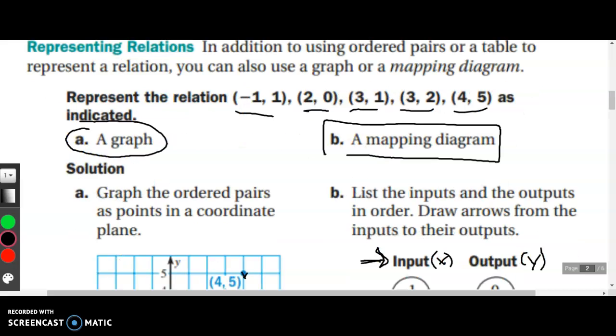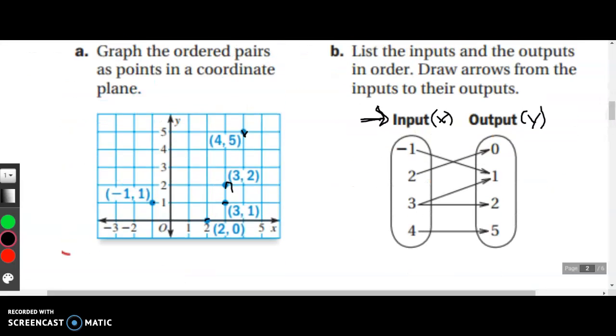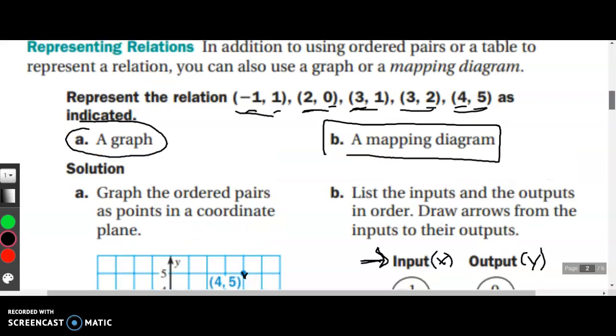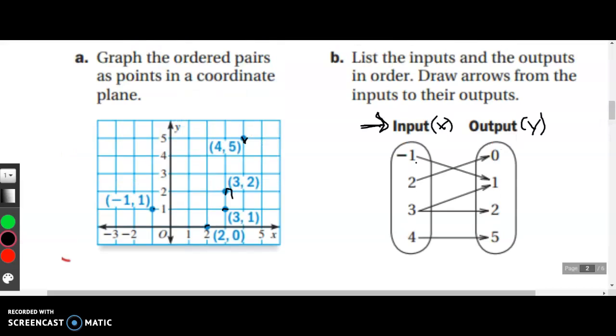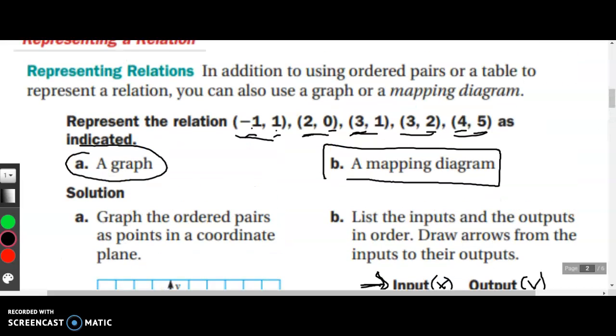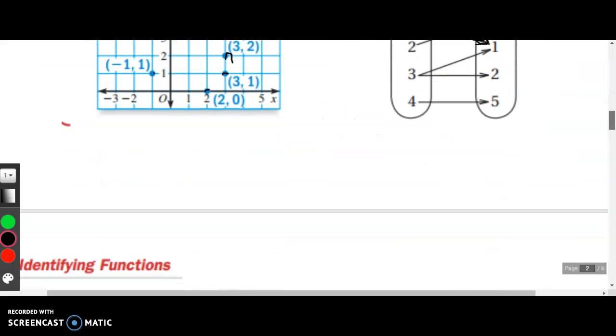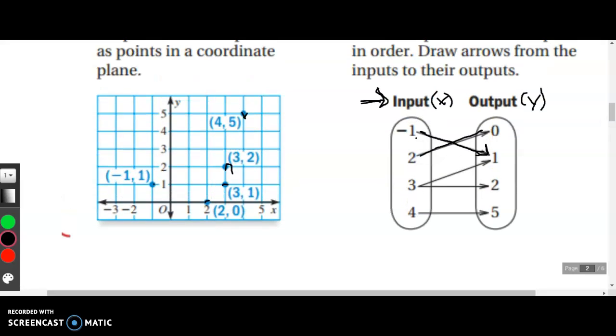So we have the domain of -1, 2, 3, and 4, and we have the range of 0, 1, 2, and 5. We're just going to write them vertically. And then we're going to connect. So -1 goes with 1, so we go from -1 and draw an arrow over to 1. Then 2 goes with 0, so we start at 2 and draw an arrow to 0.